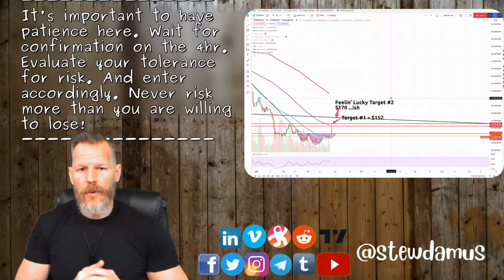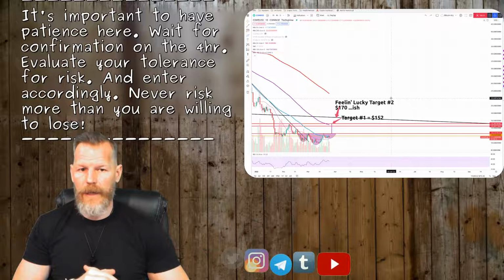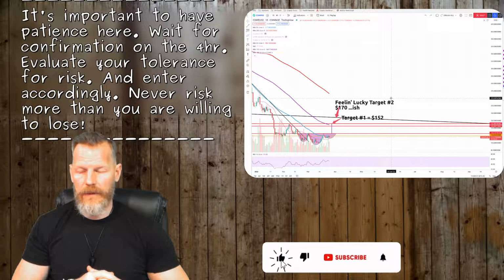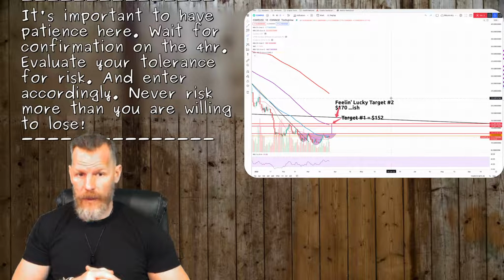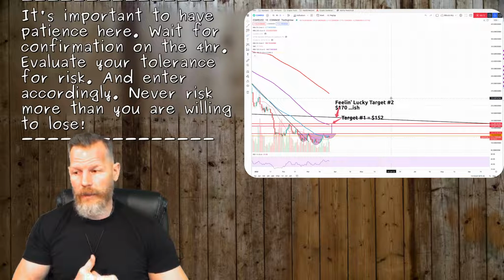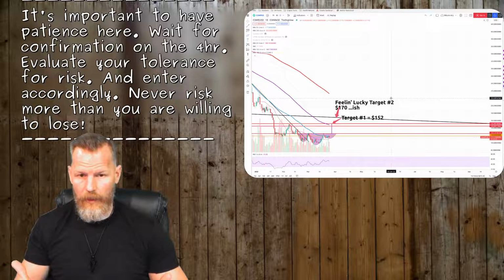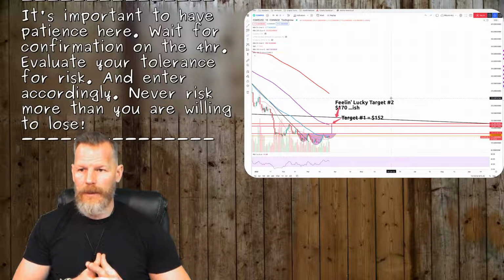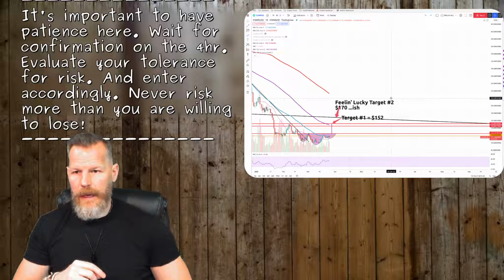All right, so in closing, it's important to have patience here. You got to wait for confirmation. Don't just go all in, and you know that's called gambling. We're not gambling. This is a game of probabilities, and you're playing your probabilities the best that you possibly can. So wait for confirmation on the 4-hour chart. Evaluate your tolerance for risk. Are you very aggressive? Do you have a high risk tolerance or a lower risk tolerance? Only you can answer that question. So then you enter accordingly, according to your risk tolerance, and never ever bet more than you are willing to lose. All right, that is the conversation for today.